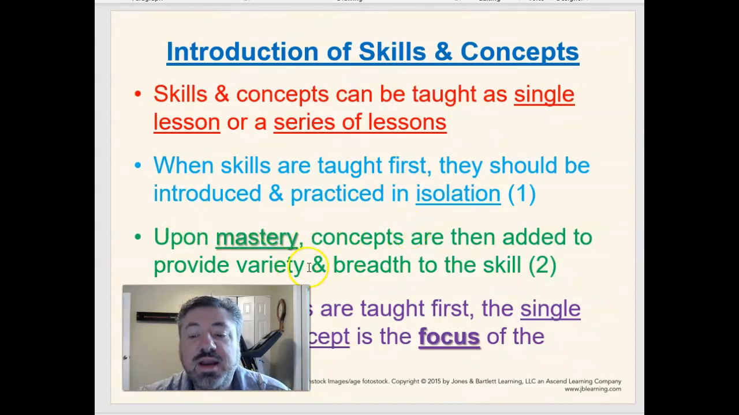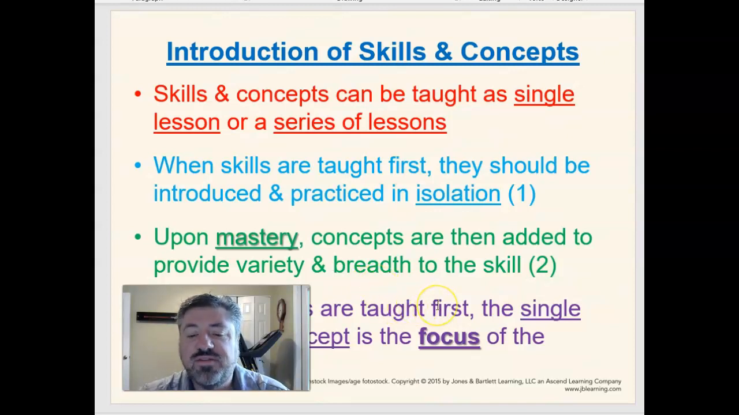Then as students reach mastery, as they move through competence towards mastery, concepts should be added to provide a variety and breadth and depth to the skill. This means this is where we progress to more of an open setting. As students get competent, we might add in a variable. As they approach mastery of a skill, we're going to add in multiple variables, right? This may happen at different times for different individuals. Remember, this is kind of a continuum, and especially in the early elementary years, students are going to be all over the place in skill level.